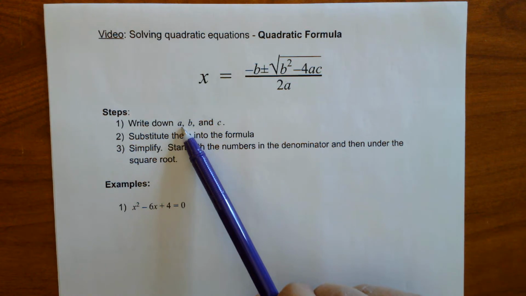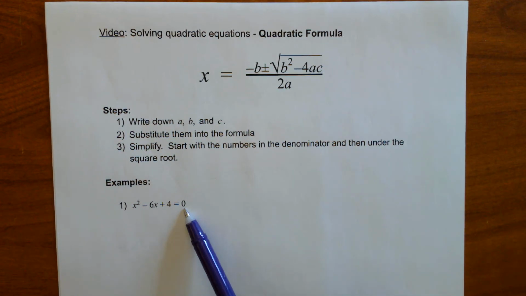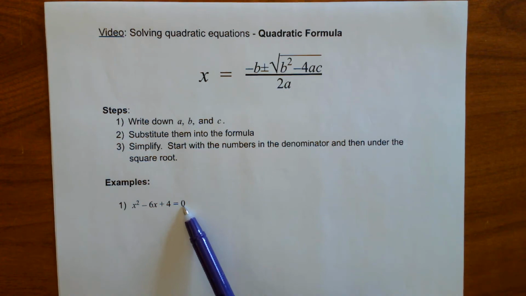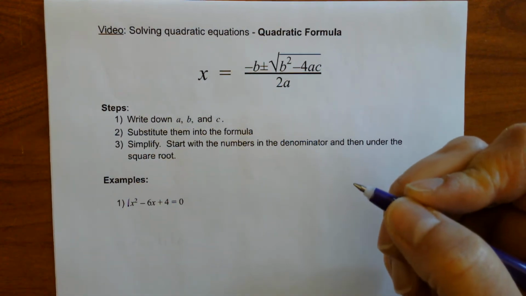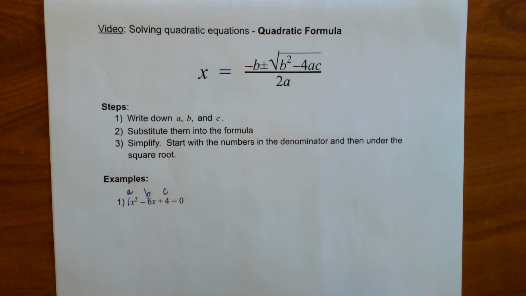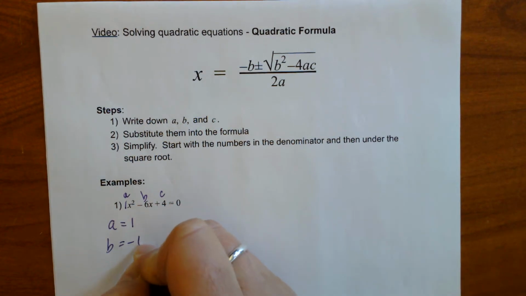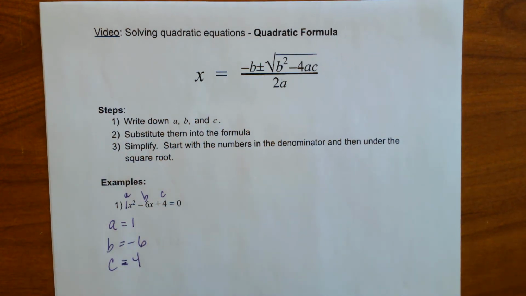Number 1, write down a, b, and c. So let's go to this example. It does have to be set equal to 0, everybody. So make sure that everything is on one side of the equation and 0 is on the other. And if you are missing your a term, remember it's a 1. It likes to hide. So here's a, here's b, and here's c. And I like to write these down: a equals 1, b equals negative 6, and c equals 4. Yes, I've been doing this for many, many years. I still write my numbers down.